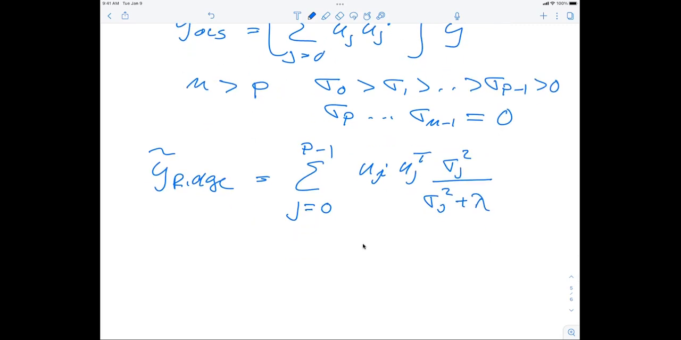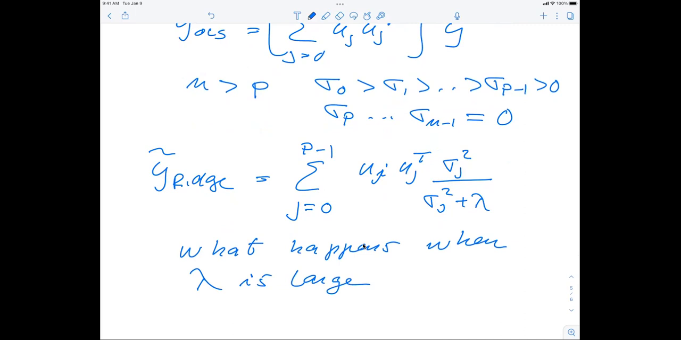Now, what happens if lambda is large? So let me just ask you. Remember that lambda is a parameter. So take a closer look at the expression here, because this is about the fundamental properties of ridge regression. If I make lambda large, lambda is a parameter I can choose, so now I can drive it to become a large parameter.